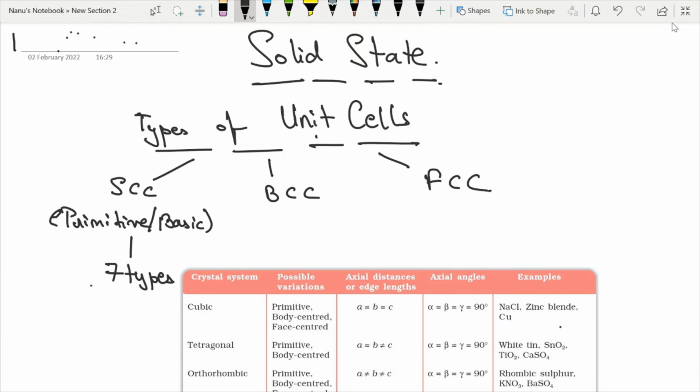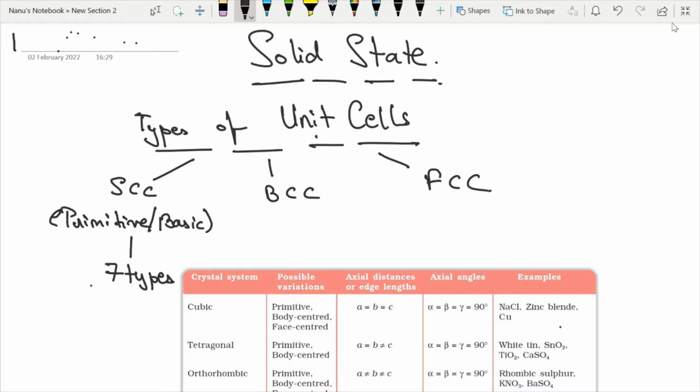Today we'll study solid state. In this video, I'll tell you all the basics and fundamentals that you should know, and in the next video we will solve the numericals, which is very important. So this will be a very good, quick, effective revision, and I studied like this only during my preparation. Okay, so the types of unit cells.